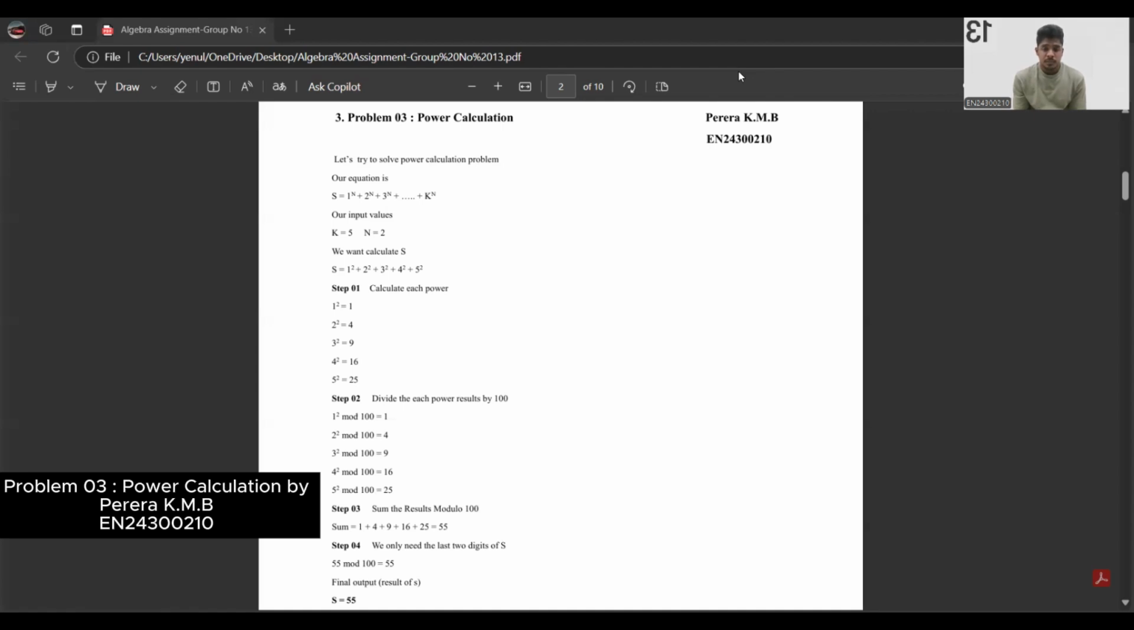The results remain 1, 4, 9, 16 and 25 since they are all less than 100. Summation. Adding the modulo results, 1 plus 4 plus 9 plus 16 plus 25 equals 55. Final output. Since only the last two digits of S are needed, 55 mod 100 equals 55. The final result of the calculation is S equals 55.